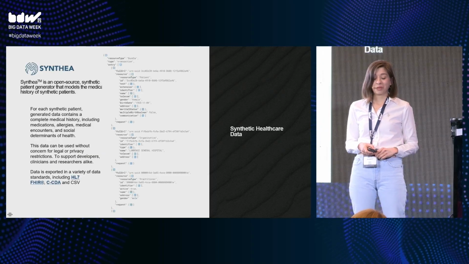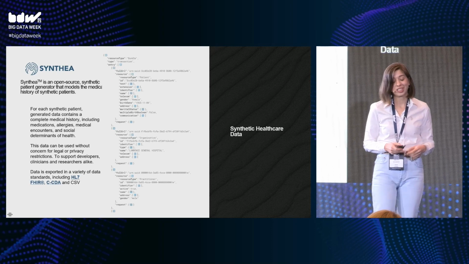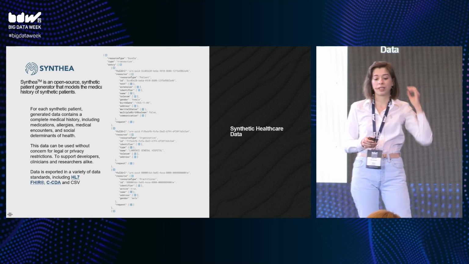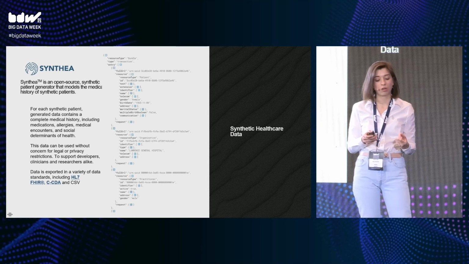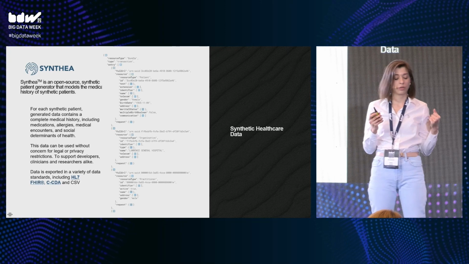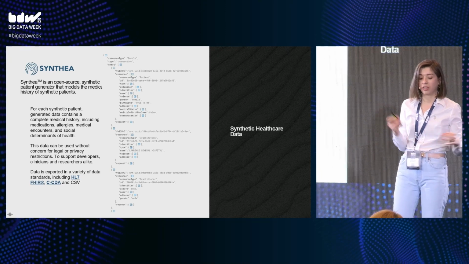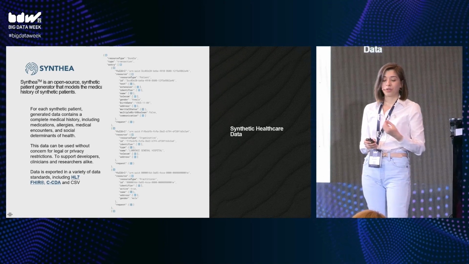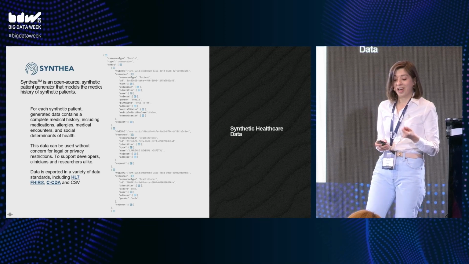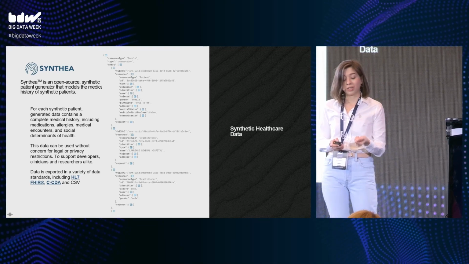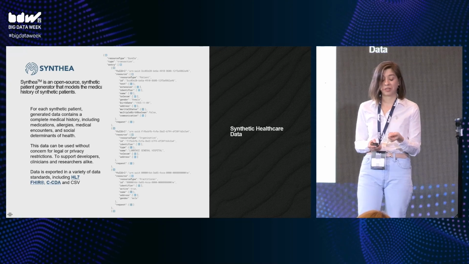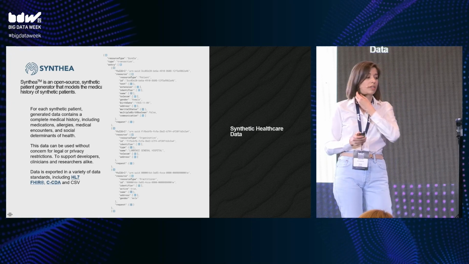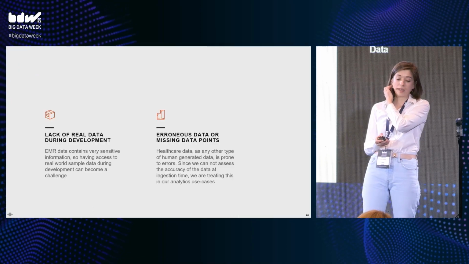So luckily, we were able to find a synthetic data generator. It's called Synthea, and it's able to generate data records for patients that contain complete medical history, including medications, allergies, medical encounters, social determinants of health, and some others. And also a fun thing about this is that we are receiving this data in a very structured format, and it also follows the FHIR standard. And this is the data that we were using during development and to test our pipeline.